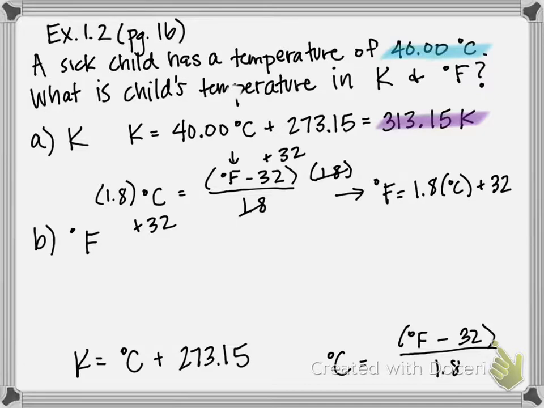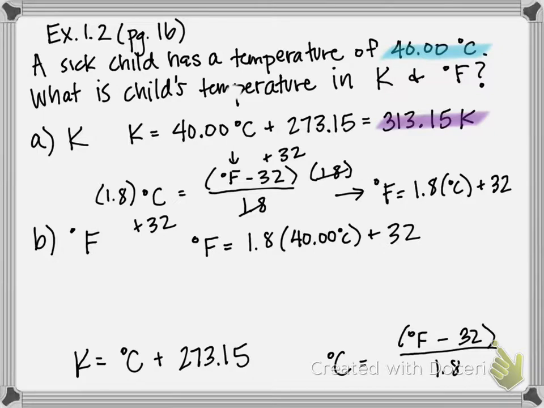And in the future, if you don't feel like solving this equation, you can always memorize it if you're asked to go from Celsius to Fahrenheit. It's up to you. So now that we have our equation, we can solve for degrees Fahrenheit. So Fahrenheit is equal to 1.8 times our given Celsius, which is stated in the problem, 40 degrees, plus 32.